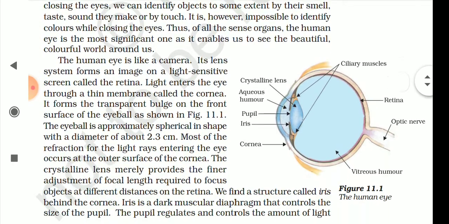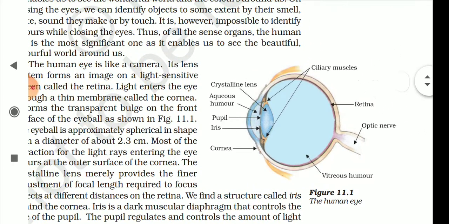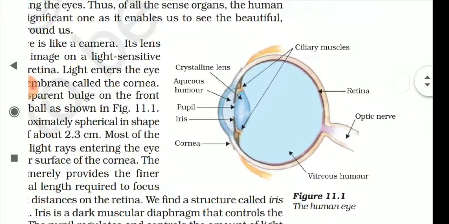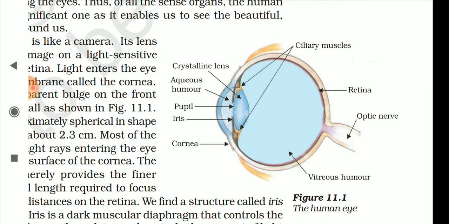Fine. So let us see the schematic diagram of a human eye. As you can see over here, the schematic diagram of a human eye. So the first thing is the cornea. And you know, students, the light enters the eye through the cornea. On an average human being, the size of the eye is always 2.3 centimeter.